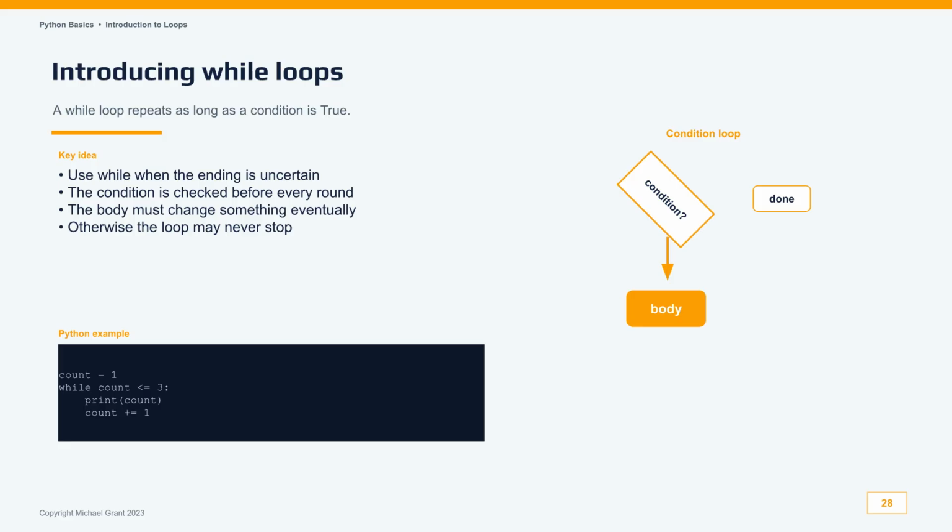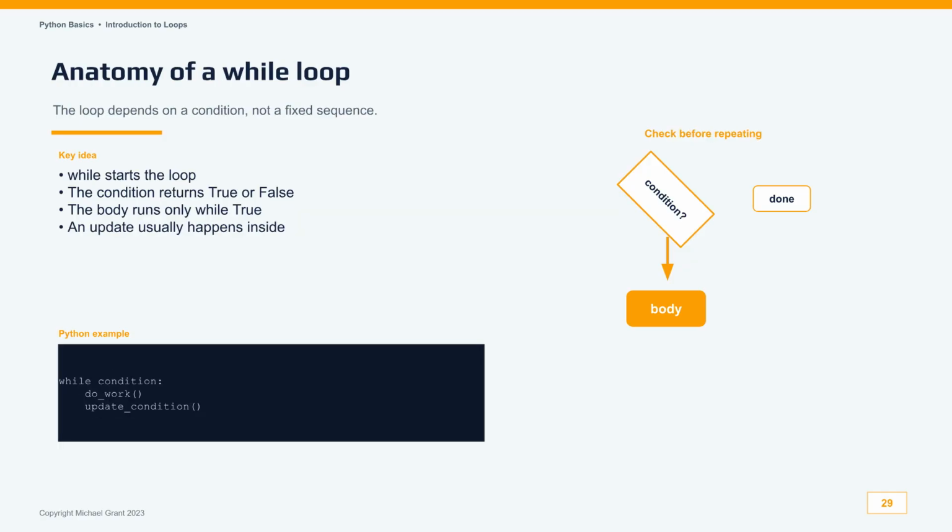Switching gears, let's revisit while loops. Unlike for loops that iterate over a set collection, while loops repeat as long as a specified condition remains true. It's ideal for situations where you don't know the exact count in advance. The anatomy of a while loop is straightforward but requires care. You check the condition first, run the body, and most importantly, you must ensure something changes inside the loop to eventually make the condition false.